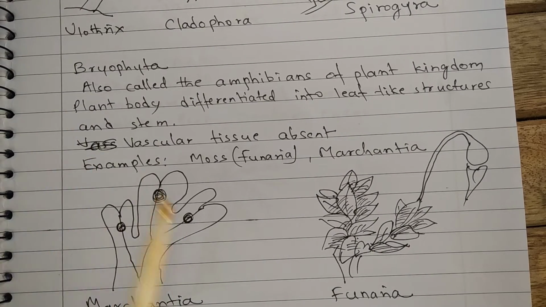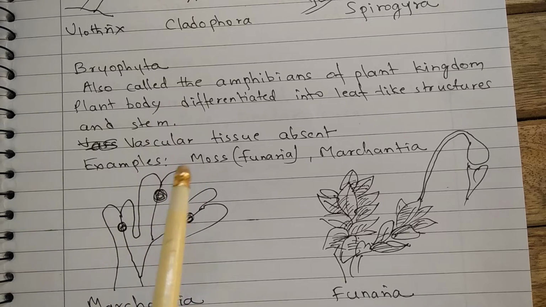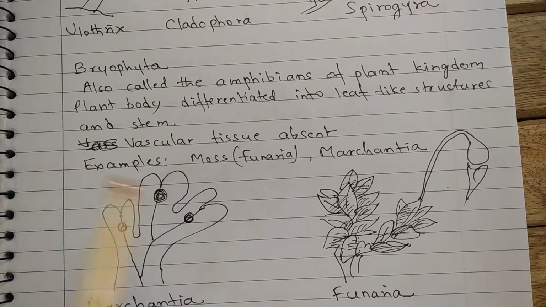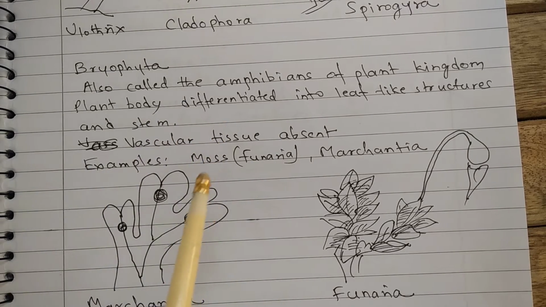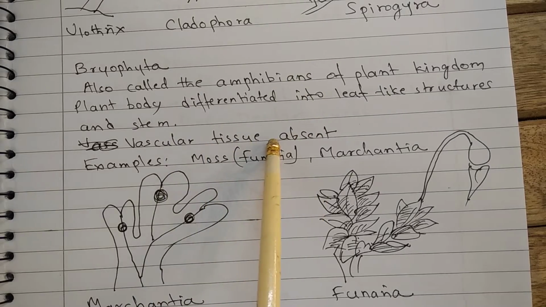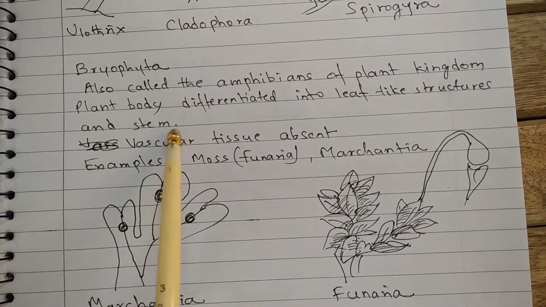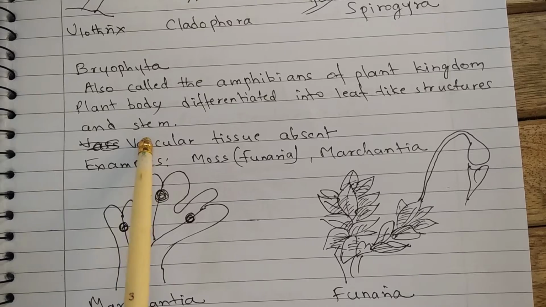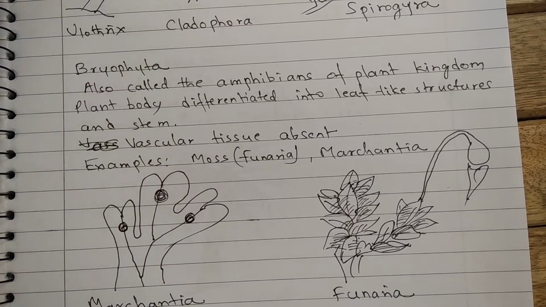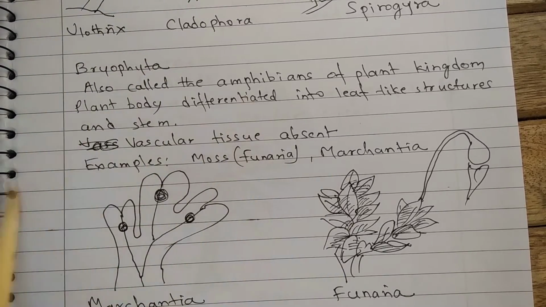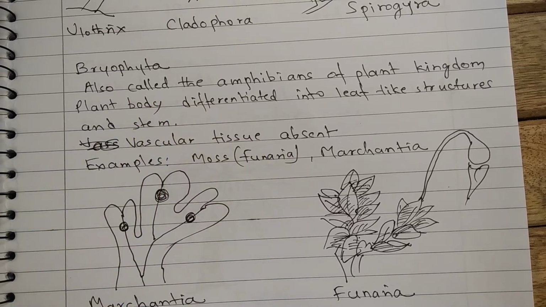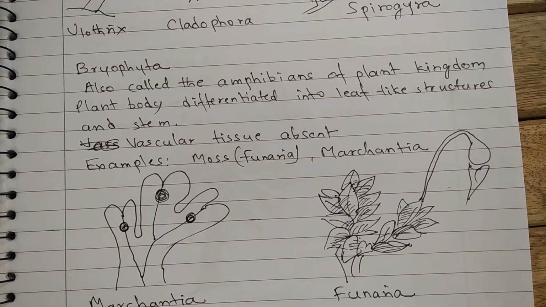Now, the plant body has got some degree of differentiation. It is differentiated into leaf-like structures and stem-like structures. They are not real leaf or real stems, but compared to Thallophyta, some differentiation can be seen in Bryophyta.